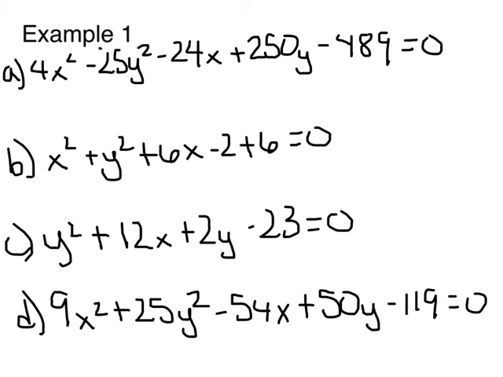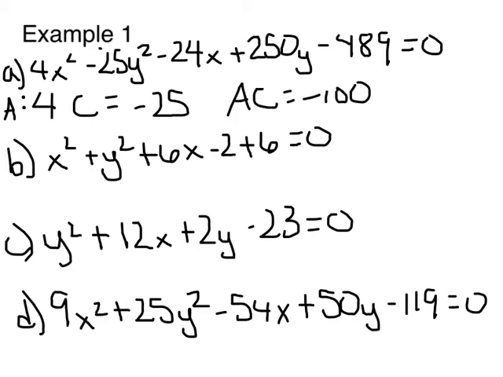Notice how on example 1, all of these are in the non-degenerate form. So we really just have to identify our A and our C. So in problem A, we have A equals 4 and C equals negative 25. They do not equal each other, so we do not have a circle. One is positive, the other is negative. This means when we multiply them, we're going to get something that's less than 0, right? We end up with negative 100, which is less than 0. So this means that we have a hyperbola.